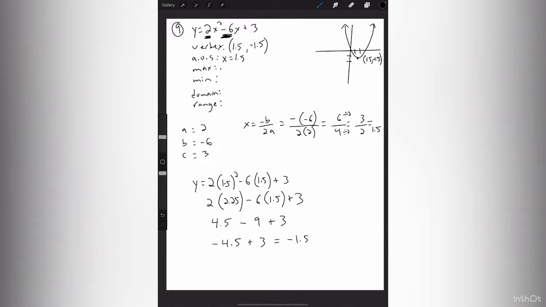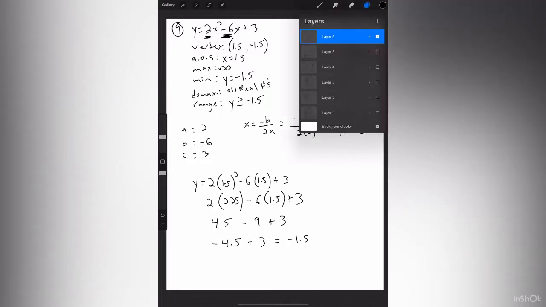My maximum value is infinite because it moves up forever. My minimum value is going to be the y value, negative 1.5. My domain is all real numbers. And my range, all my y values that are greater than or equal to negative 1.5. Okay? So that one had a decimal, a little tricky, but still very possible.